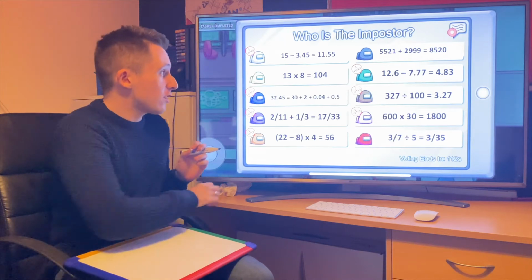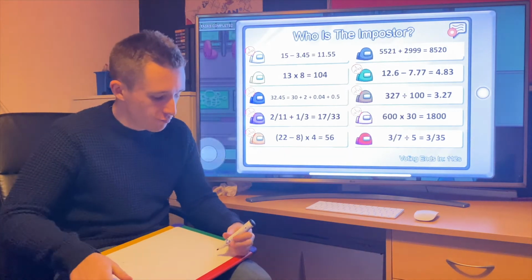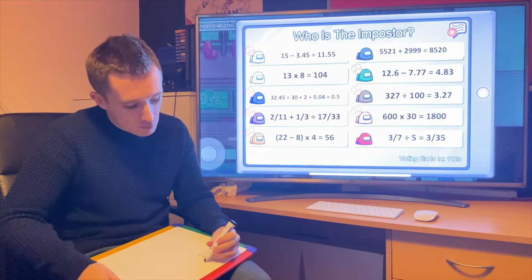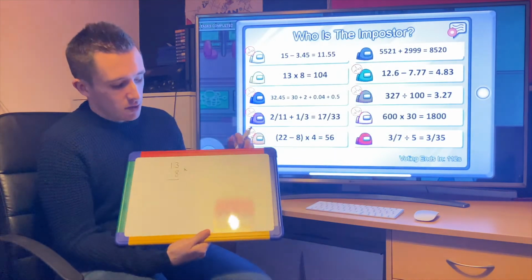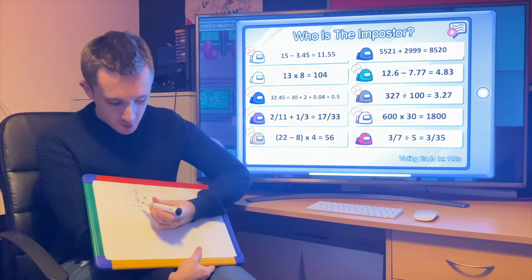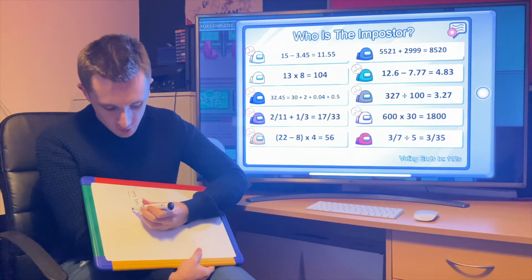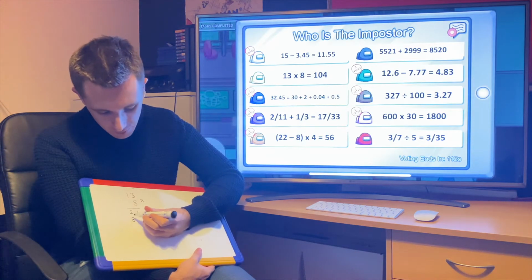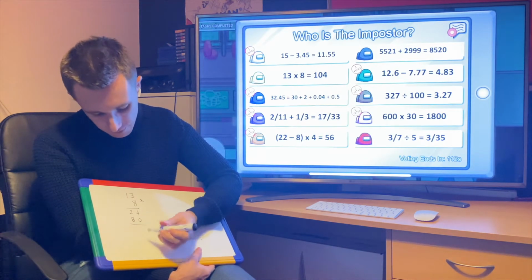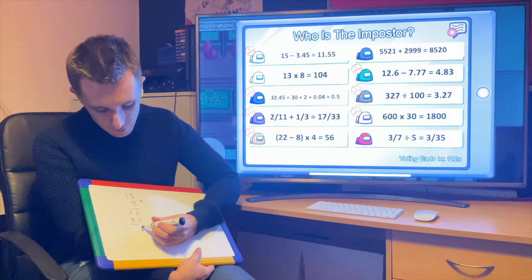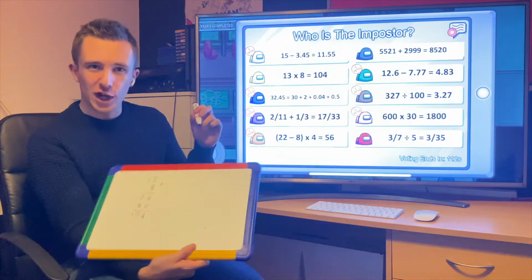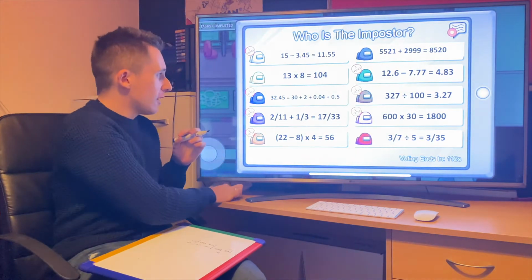Okay, next one, 13 times 8 is 104. Okay, nice and straightforward with this one. 8 times 3 is 24. 8 times 10 is 80. Add them together. 4, 10, 104. We're correct. Yellow is not the imposter either.